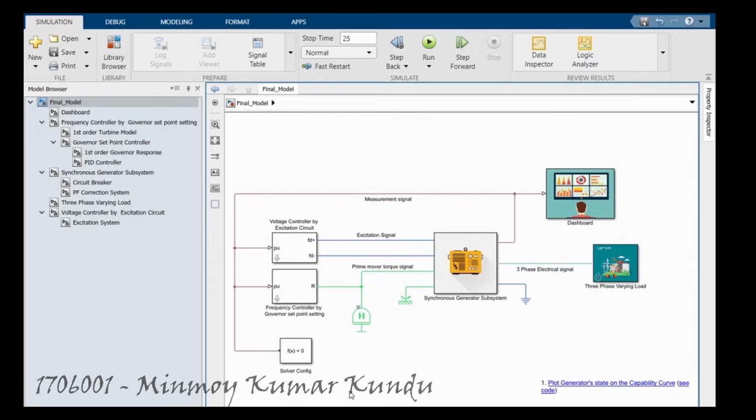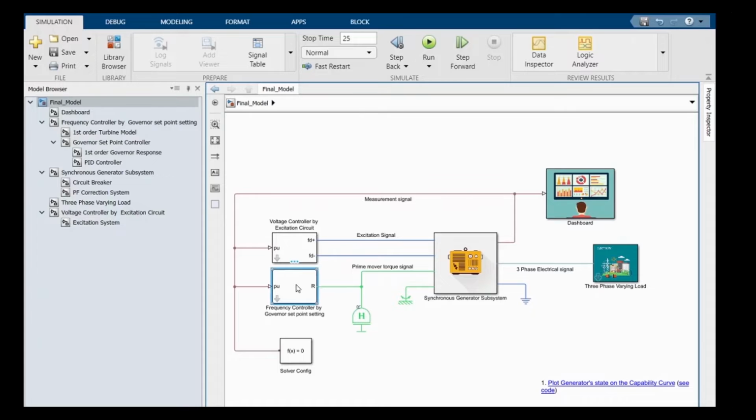Because of the inherent characteristics of a synchronous generator, the line frequency gets affected as we vary the active load. So to maintain a stable output frequency, we have to control the governor set points, which in turn will make the prime mover rotate at the desired speed. We have implemented this basic idea using feedback control inside this frequency controller subsystem.